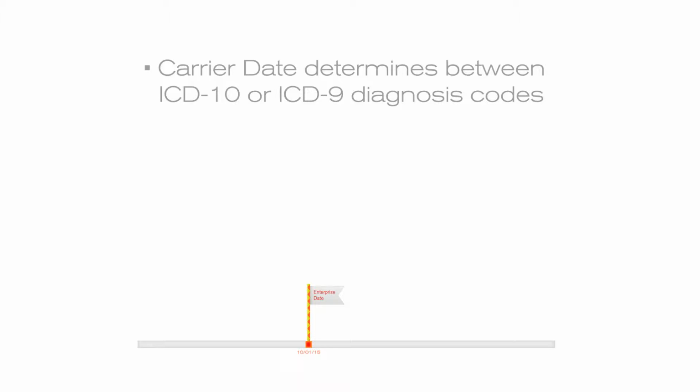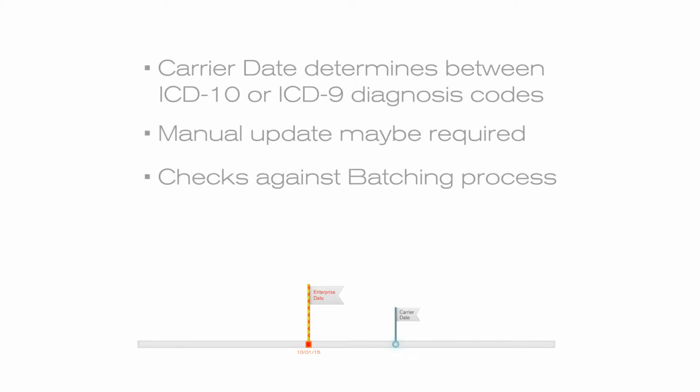Your Centricity system's carrier dates are currently set to 10/1/2015, CMS's ICD-10 compliance date. This date was also populated during your Centricity 11 upgrade. If an insurance carrier has informed you of an alternate date in which they will be accepting ICD-10 diagnosis codes, then a user will need to manually update the carrier date. The accuracy of this date is important as the system checks against the date during the batching process to ensure you have the correct diagnosis type required for the current carrier on the visit.